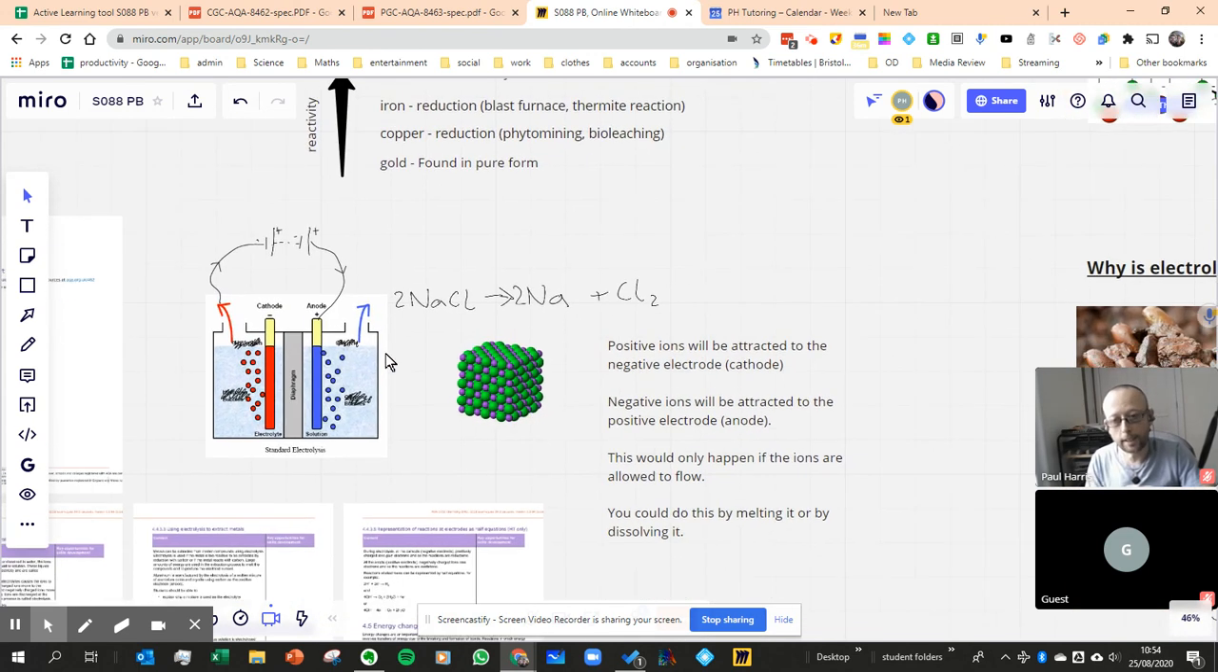Essentially, what electrolysis is, you have the ionic compound, which is made out of ions, so positive and negative ions, and the positive ions would be moving towards the cathode, which is the negative electrode, and the negative ions would move towards the anode, which is the positive electrode.